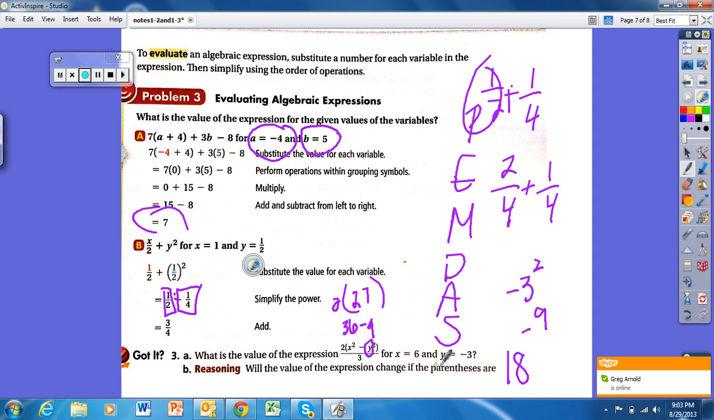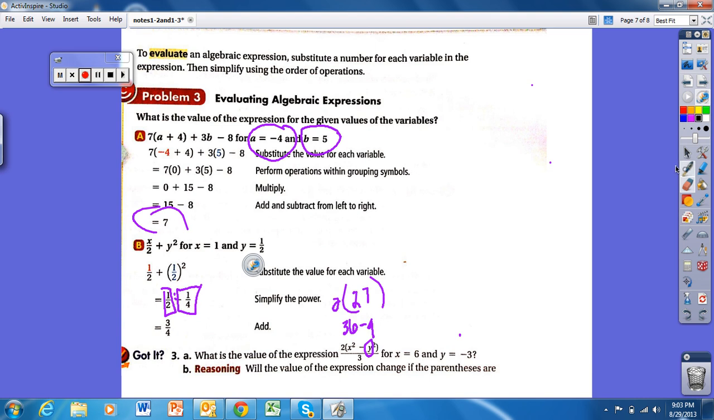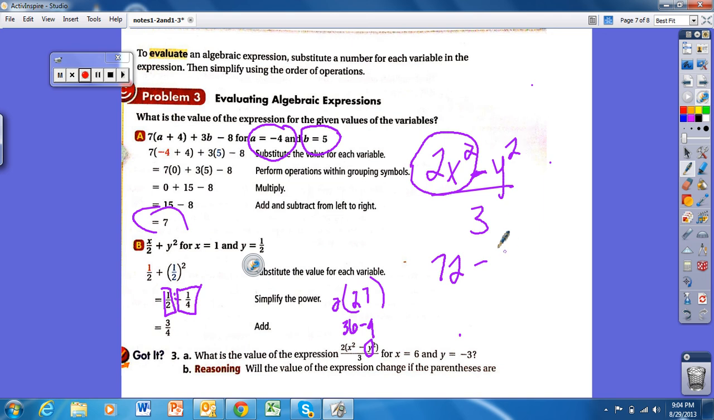Would the value change if the parentheses are removed? So let's try that. Let's see what happens. So now we have 2x squared minus y squared over 3. I think it's pretty obvious now that your expression would change because you would do x squared, 36, times 2, which is 72, minus y squared, which is 9, all over 3.